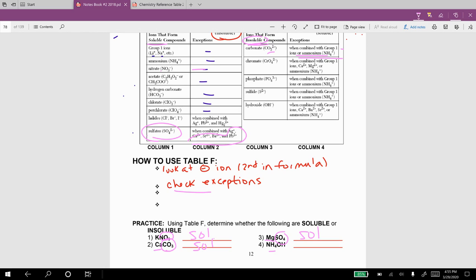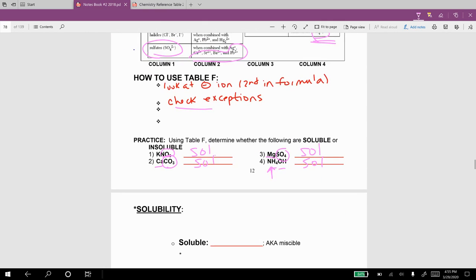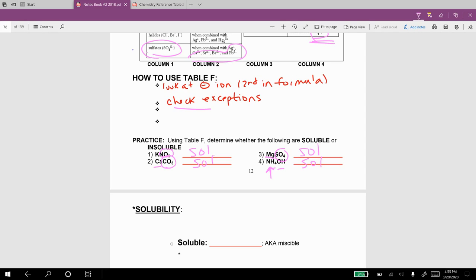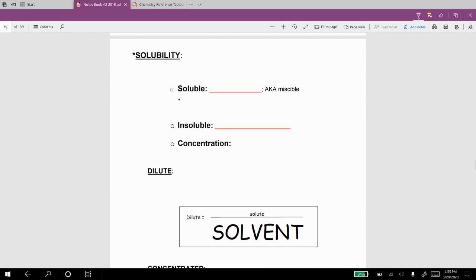Now let's look at NH4OH. So find my OH, hydroxides. Okay, found my negative ion. Hydroxides are insoluble. Now check if what it's with makes it an exception. Well, it's with NH4, which is an exception. So if this is insoluble, the exception is soluble. That's table E. It's kind of like the worst table there is. But I'm hoping that you go back and redo a couple of those.